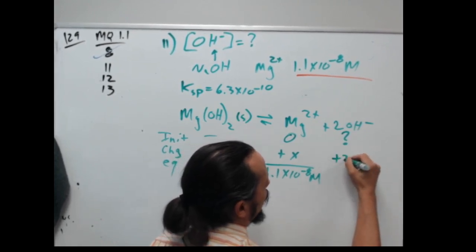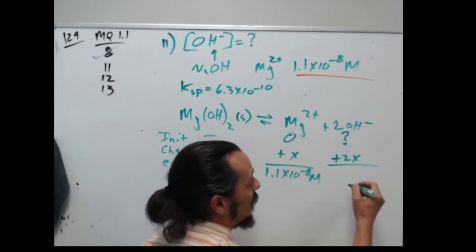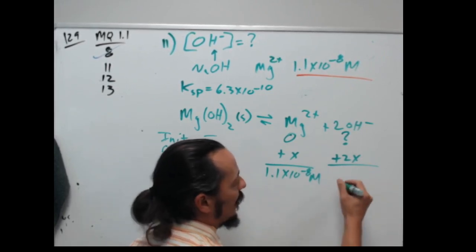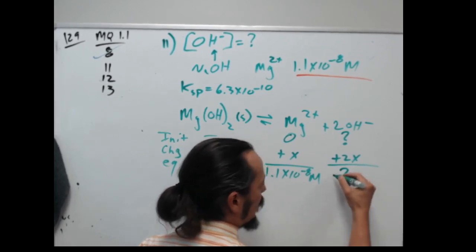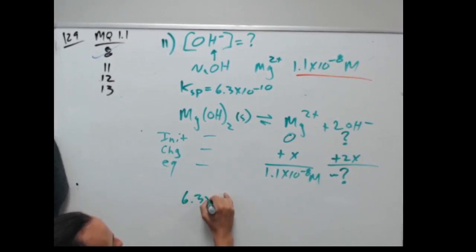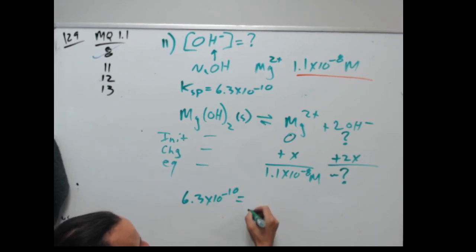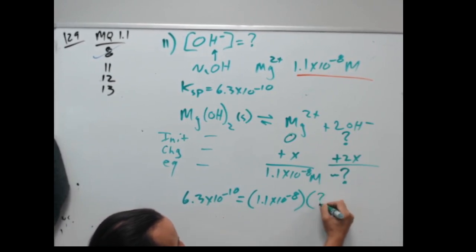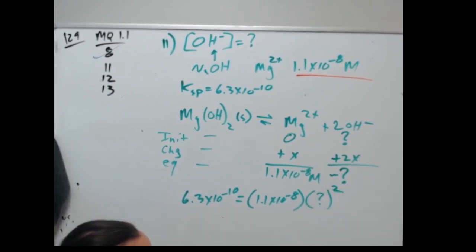I'm going to have a plus 2x here, but I'm going to go ahead and use the x's. Now, this is a weird time to use the x's small approximation because I actually don't know what my question mark is, but I'm going to go ahead and just use it and say this is going to end up being approximately equal to question mark. I want to find the correct amount of hydroxide to make it so when I hit equilibrium, that's the concentration I have. Then I can just set this up where I've got the 6.3 times 10 to the minus 10 is equal to 1.1 times 10 to the minus 8 times question mark squared. Can you solve for question mark?